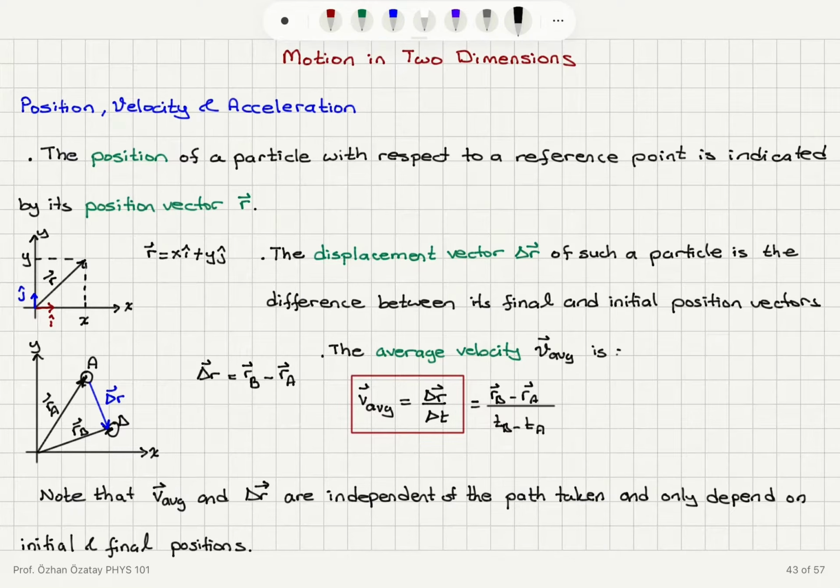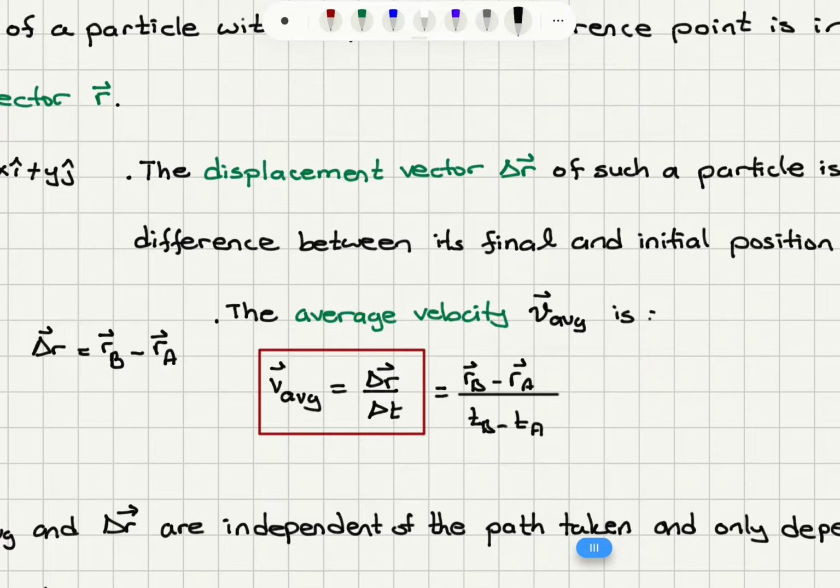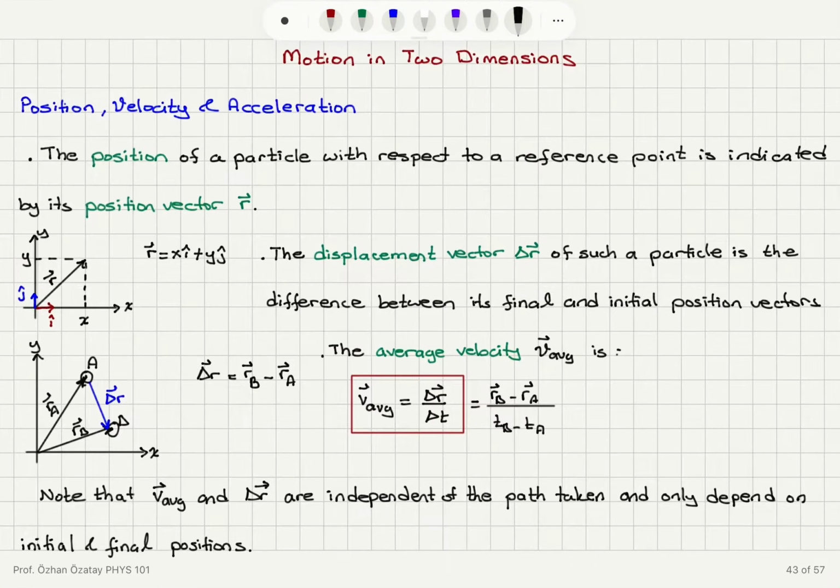The average velocity will be the displacement divided by the time interval to complete the displacement. So it is the vector rb minus ra divided by the time interval tb minus ta, where tb is our arrival time at point B, and ta is the time of departure from point A. You can see that this average velocity and the displacement vector are functions of rb and ra, so they're independent of the path taken; they only depend on the initial and final positions.